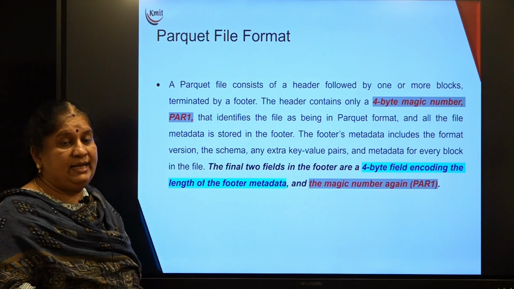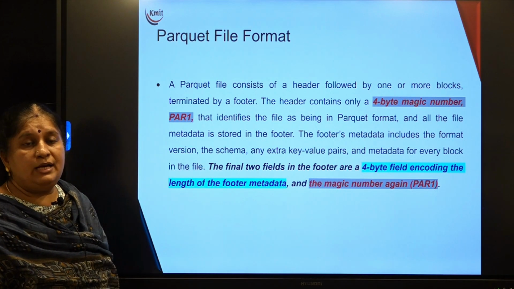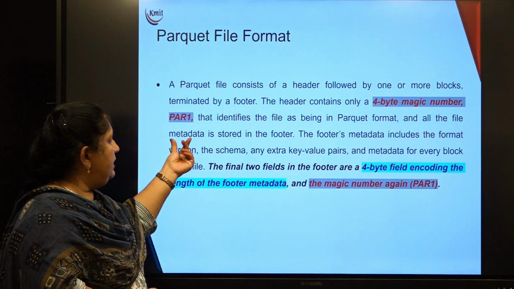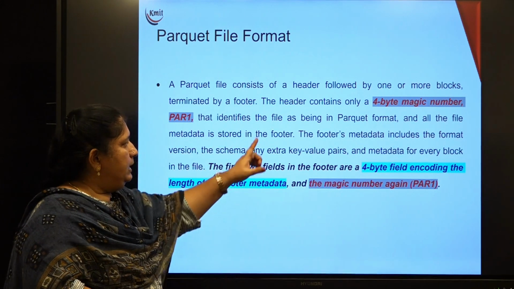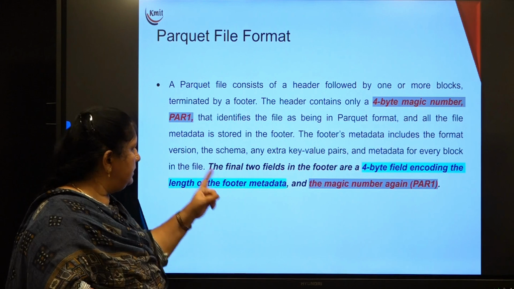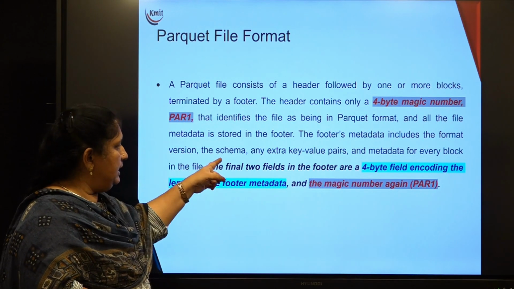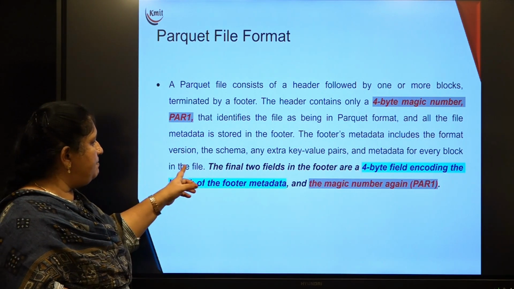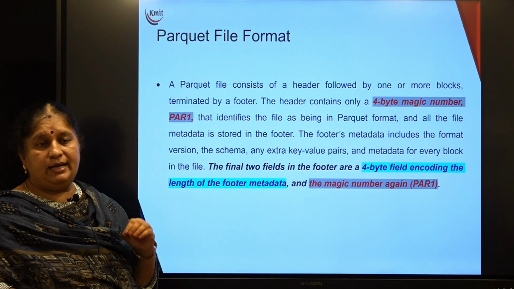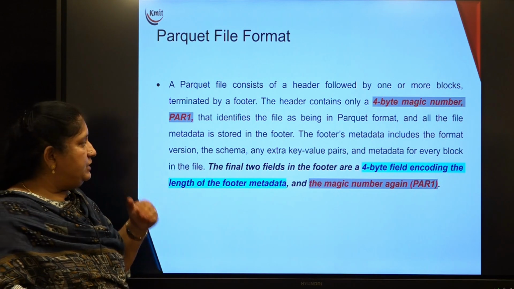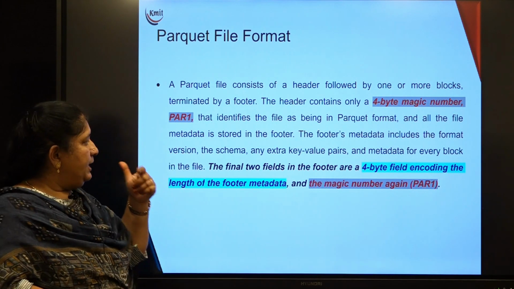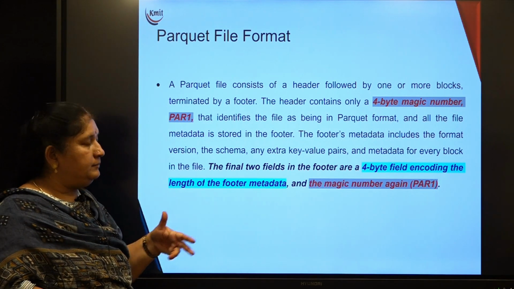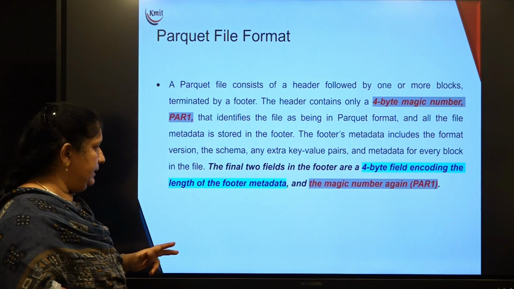Then who is containing metadata about the file? The footer is containing metadata of the file, right? So all the file's metadata is stored in the footer. The footer's metadata includes the format version, the schema, any extra key-value pairs, and metadata for every block in the file. So maximum metadata is spread to the footer, which consists of the file version, the schema definition of the file, any extra key-value pairs, and every block's metadata.